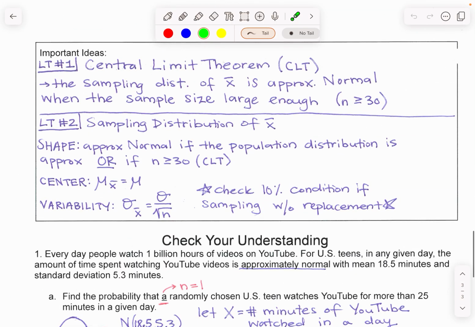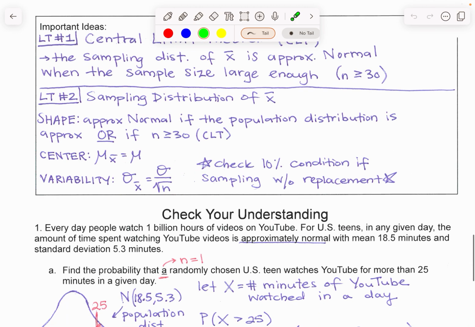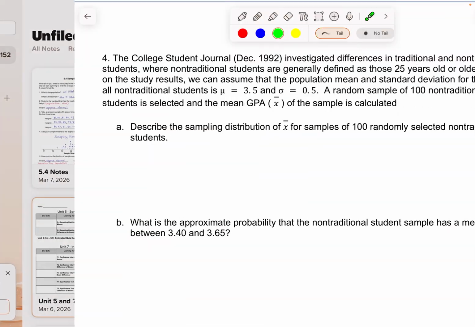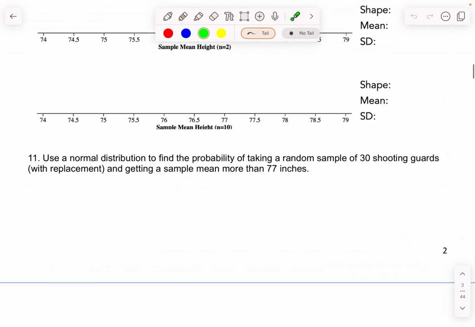So again, last class, sampling distribution of X bar. It's going to be normal if the population distribution is normal or as long as we have a big enough sample. The center is just equal to the true mean. The standard deviation is equal to sigma divided by the square root of n. Make sure you check your 10% condition when sampling without replacement. All right, let's go now to 5.5.